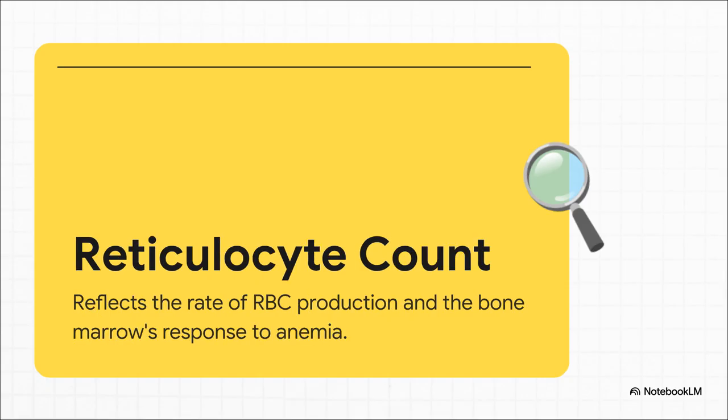Next up in the toolkit is the reticulocyte count. And this one answers a super important question. Is the bone marrow factory doing its job? Think about it. If you're anemic, that factory should be working overtime, pumping out new baby red blood cells, reticulocytes, to compensate. If it's not, well then maybe the factory itself is the problem.